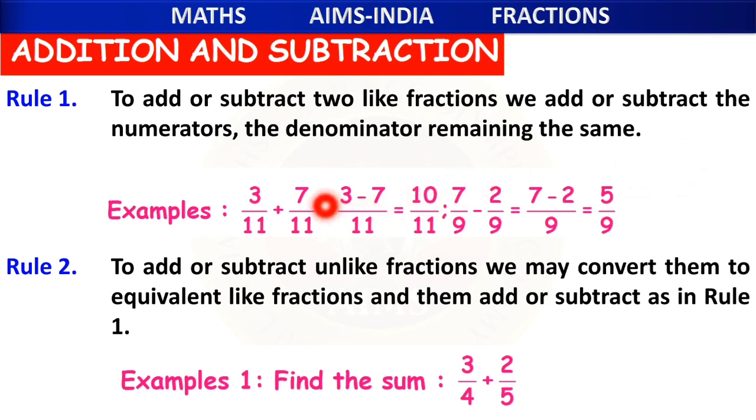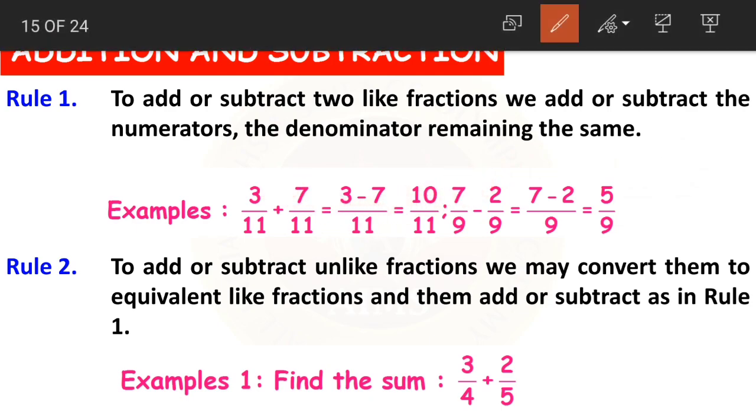It sounds very simple, right? Yes. But what we should observe here is that it is talking about only two like fractions. Again, what are like fractions, students? Like fractions are those fractions having the same denominators. Yes. So when we are adding or subtracting two like fractions, we add or subtract the numerators depending on the sign. If there is a plus sign, we add the numerators, and if there is a negative sign, then we subtract the numerators. Yes. And what about the denominator? The denominator remaining the same.